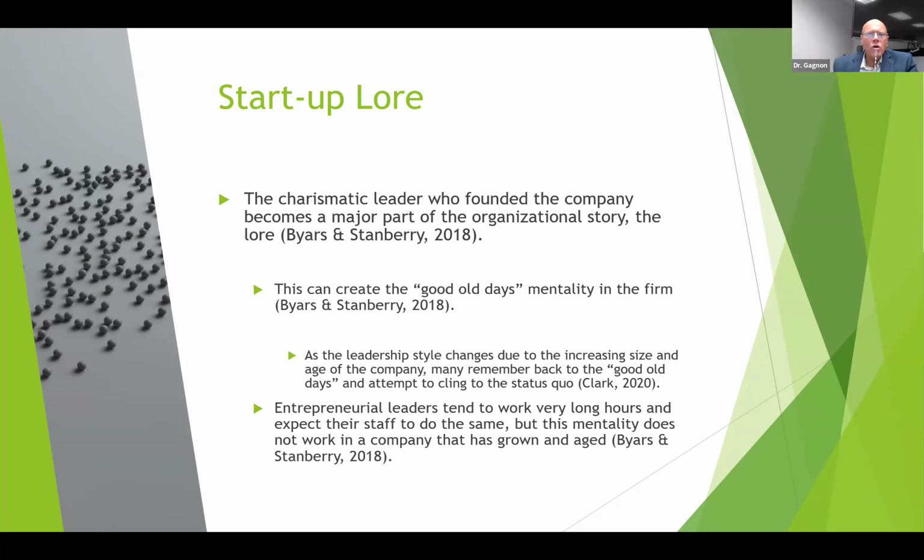This can create the good old days mentality inside that company. If you don't know what that is, say it's 2026. You come to work for me. Simba just started working for me. Howie's been working for me for 20 years. Adam's been around for 10 years. And Noah, he's been around for 5.